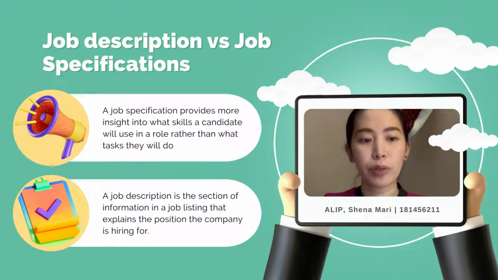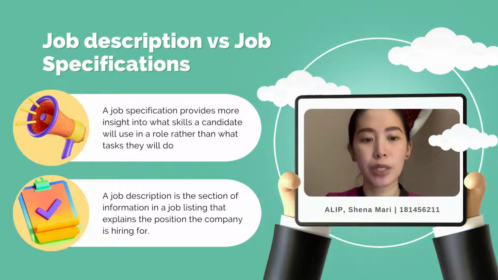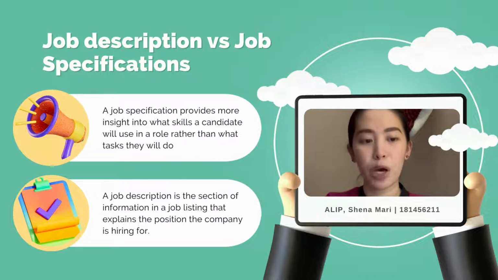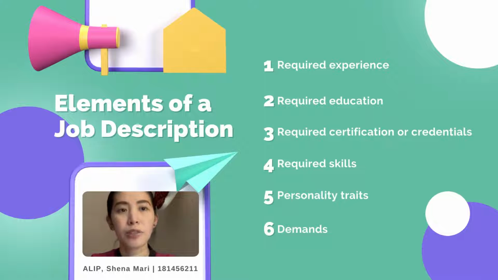When helping to fill a position, recruiters and other human resources staff frequently utilize the job specification to understand the credentials, training, and abilities the hiring manager is looking for. A company may locate and employ the best qualified candidate with the aid of an effective job description and job specification. Now, let's talk about the elements of a job description. Number 1. Required experience.